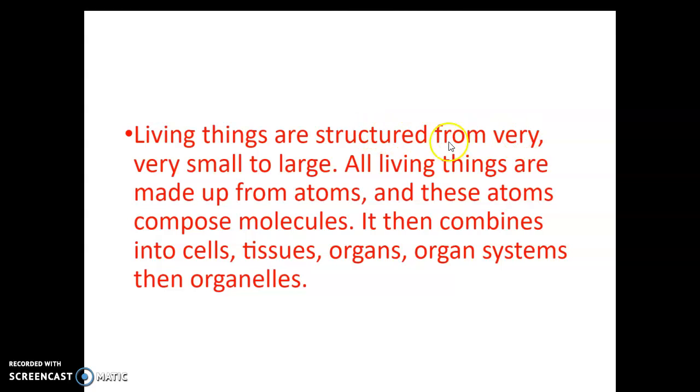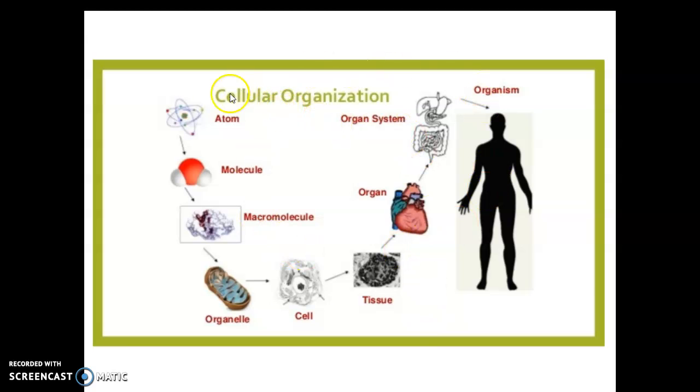So living things are structured from very, very small to large. All living things are made up of atoms, and these atoms compose molecules. And then it combines into cells. So you have atoms, molecules, cells, tissues, organs, organ systems, and then organisms, like you. You're an organism because you have organ systems that are put together. So this is where atoms come into play. All right, so here is a diagram, and here you are as an organism. Okay.